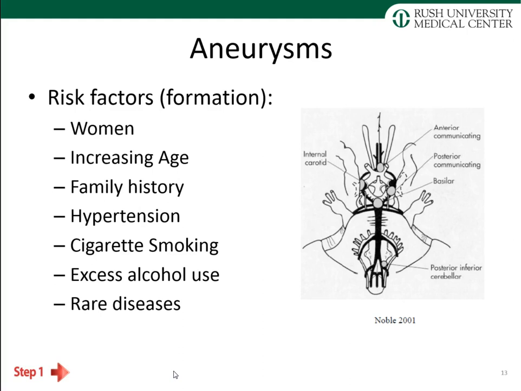There are some risk factors for the formation of aneurysms. Women are more likely to have aneurysms, older women especially, so women with increasing age. Family history of unruptured aneurysms, hypertension, smoking and alcohol use, and there are several rare diseases and genetic diseases that are associated with aneurysm formation. Off here on the right are some typical locations for aneurysms. So you can see the anterior communicating and posterior communicating locations, top of the basilar, internal carotid, and then down here on PICA, the posterior inferior cerebellar artery.